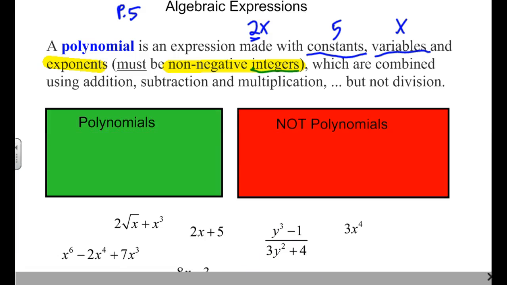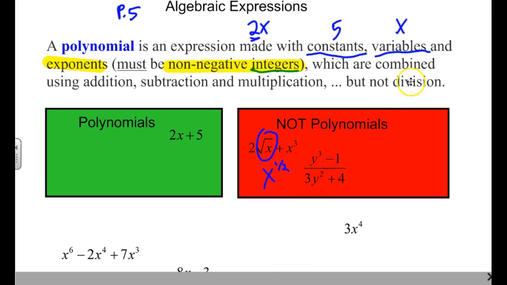So here are some examples here. Let's pick out the polynomial. So this one would be a classic polynomial. Has a constant there, has a variable, the exponent is 1, you're cool. This one is sneaky. The reason it goes over here actually has to do with this guy right here. That's really x to the 1/2 power, which means that's not an integer, so it's not a polynomial.